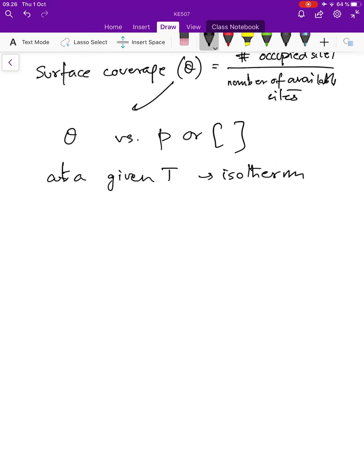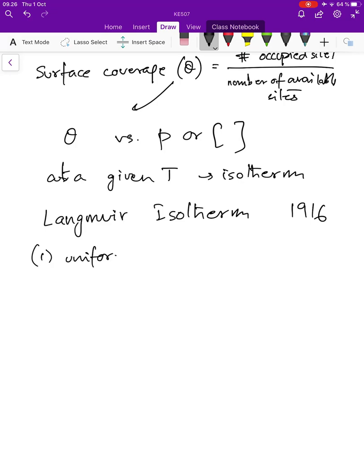The simplest type of adsorption isotherm, and also the most important for our purposes, is the Langmuir isotherm, which was developed by Irving Langmuir in 1916. Okay, so there are various assumptions involved in the Langmuir isotherm. The first is that all parts of the surface behave uniformly. So there are no defects. Every part of the surface behaves uniformly.